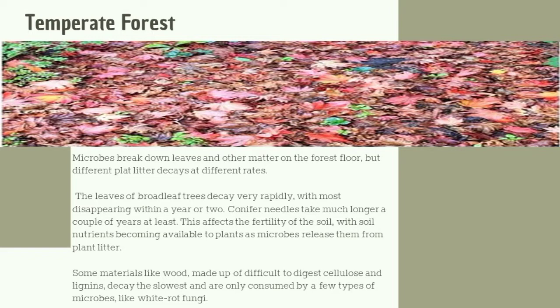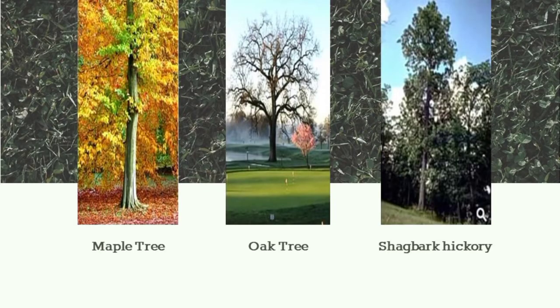Okay? So, the leaves of these broadleaf trees decay very rapidly, and some can totally disappear within a year or two. This affects the fertility of the soil. The dissolved or broken down nutrients will seep into the soil and can be used by other organisms by becoming available to plants. These are more examples of trees that can grow in a temperate forest: maple tree, oak tree, and shagbark hickory tree.